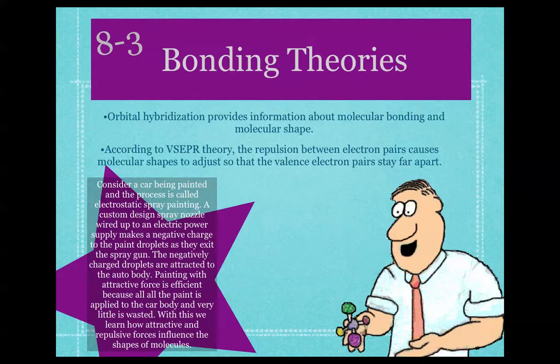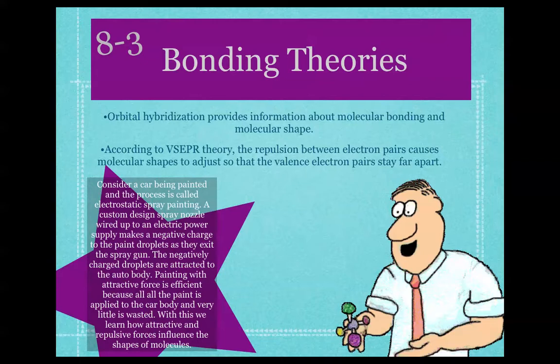And then this is just something to think about. Consider a car being painted, and the process is called electrostatic spray painting. A custom designed spray nozzle wired to an electric power supply gives a negative charge to the paint droplets as they exit the spray gun. The negatively charged droplets are attracted to the auto body. Painting with attractive force is efficient because all the paint is applied to the car body and very little is wasted.